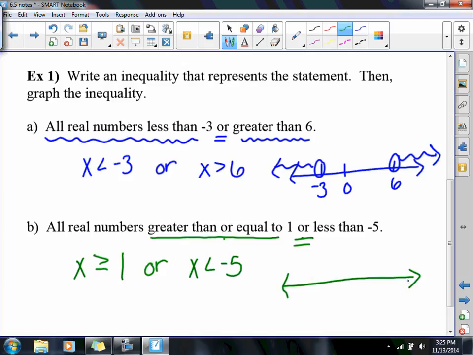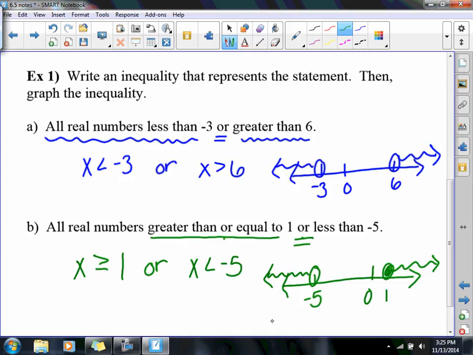And when I graph this, I need a -5 and a 1 on my number line. You can put another number in there somewhere. 0 is easy. I need everything greater than or equal to 1. So I want a solid circle, and I'm going to shade to the right for the 1. Everything less than -5. So I'm going to have an open circle on the -5 and shade to the left. So when you're doing your OR compound inequalities, you should always be shading in opposite directions.